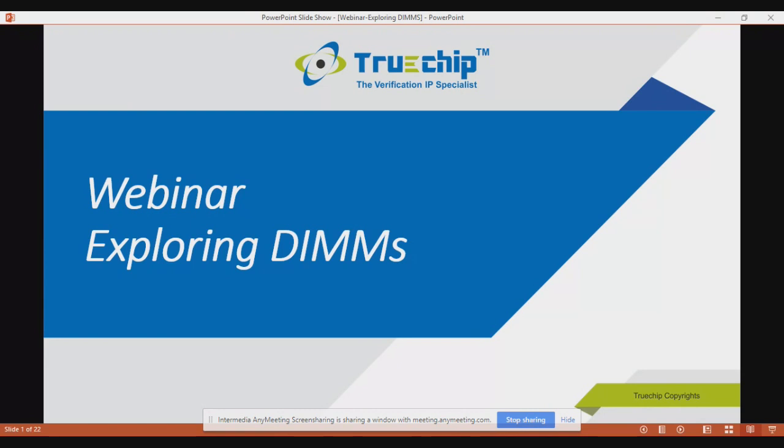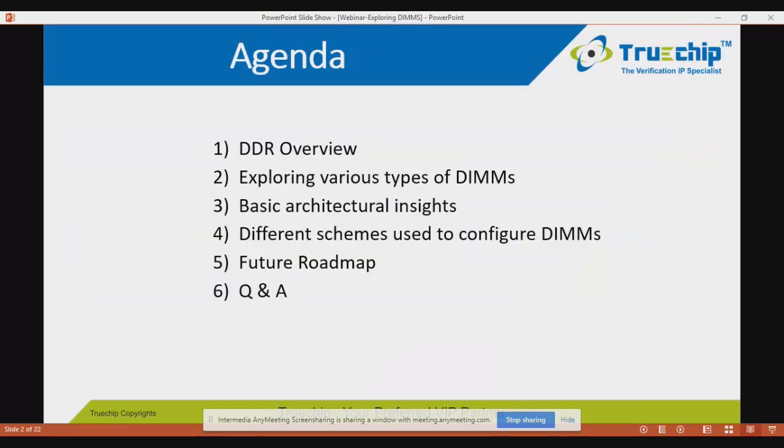I welcome you to this webinar of DDR Exploring DIMMs, and today we will be covering the following: the DDR overview, followed by exploring various types of DIMMs. Then we will take up the basic architectural insights, followed by the different schemes used to configure DIMMs, the future roadmap, and we will take up the Q&A at the end.